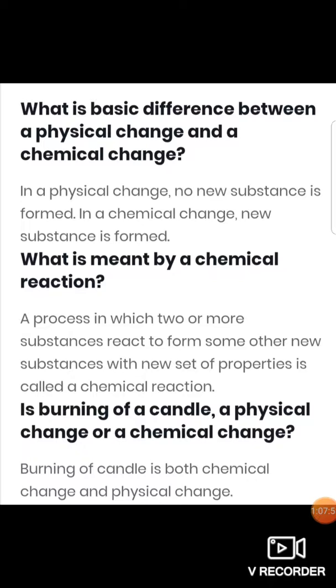What is the basic difference between a physical change and a chemical change? In a physical change, no new substance is formed. In a chemical change, a new substance is formed. If I crush a paper, it is a physical change. Nothing new is formed. If I mix different chemical substances, a new chemical is formed. It's a chemical change.